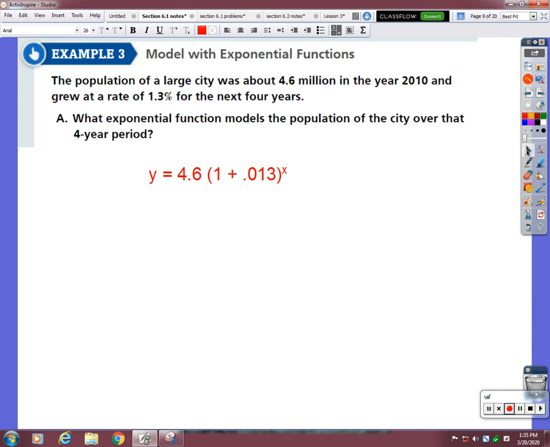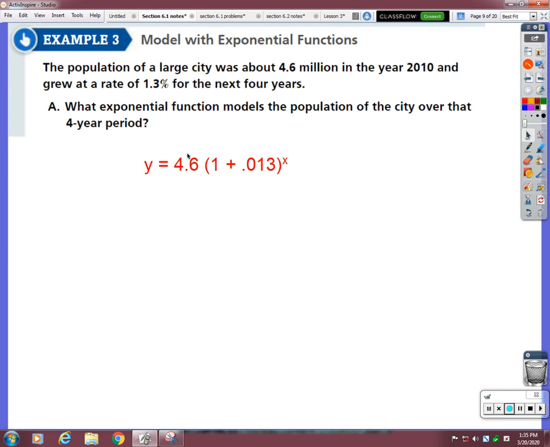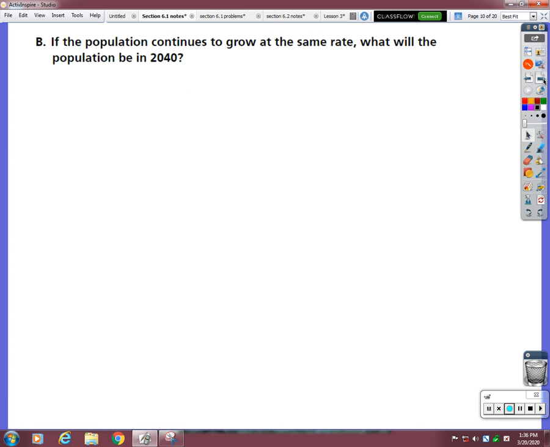So if I were to distribute this 4.6, for example, the first thing I would do would be to multiply it by 1. That would give me the 4.6 million people that I'm starting with, and then I would add on to that 4.6 times 0.013. That would give me the additional 1.3% population growth, and so if I combine those, that gives me the starting population plus the population growth. Right?